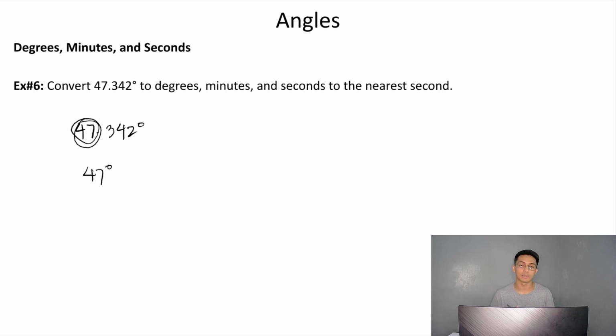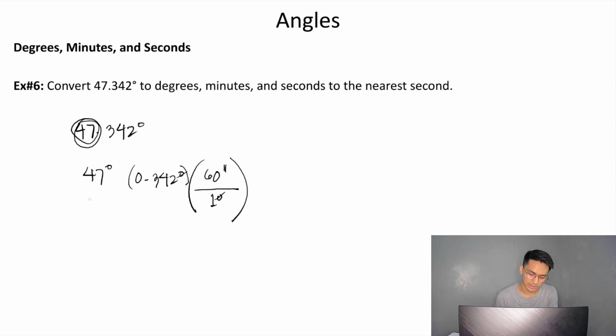And ang gagawin natin doon sa matitira na 0.342, i-convert natin into minutes. So, 0.342 degrees multiply to 60 minutes over 1 degree para makancel yung degrees na yon. So, magiging answer ay we have 47 degrees and 0.342 times 60 minutes. We have 20.52 minutes. Kaya lang, this is not our final answer yet.